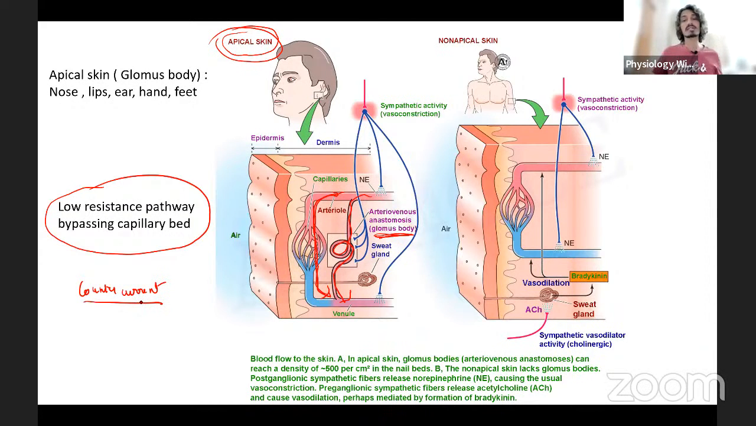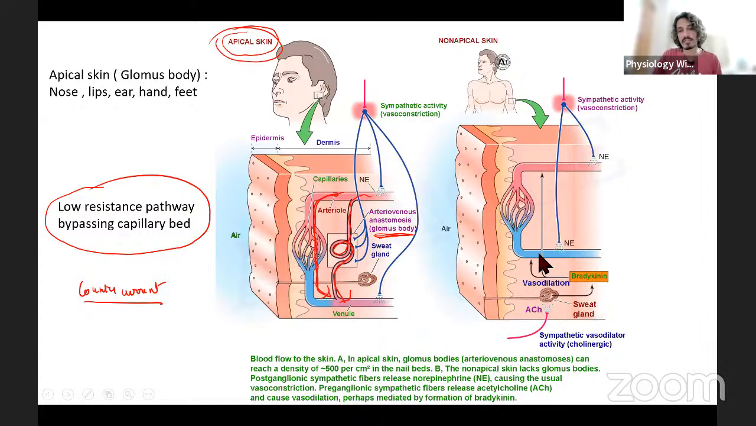Okay, countercurrent system. Now, apart from that, your non-apical skin is mainly having a nutritive function, not that involved in temperature regulation. But over there also, to a degree, your sympathetic effect through the norepinephrine can result in vasoconstriction, or through acetylcholine indirectly can result in vasodilation, or directly.